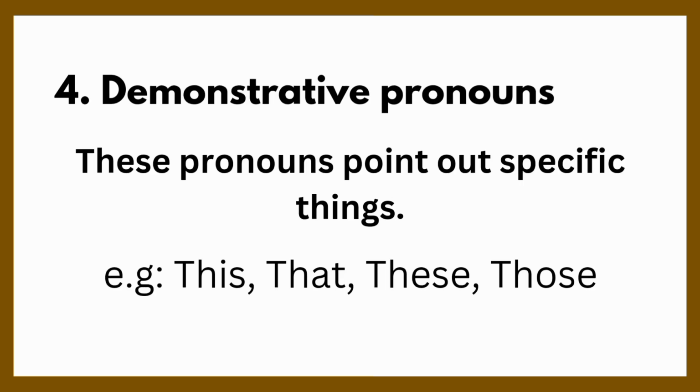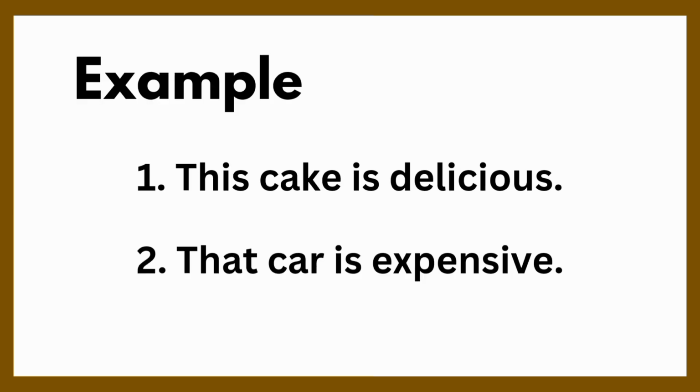Demonstrative pronouns. These pronouns point out specific things. For example, this, that, these, and those. This cake is delicious. This points out a specific thing, the cake, that is delicious. That car is expensive. That points out a specific thing, the car, that is expensive.